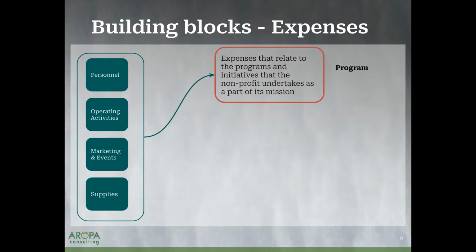And the biggest one is, what is a program expense? You maybe have heard this from board members, from colleagues, or from donors, or even around this giving season: I want to make sure my money goes directly to the program. What that means is they want to make sure their donation is going to the initiatives and activities that the nonprofit undertakes as a part of its mission. So again, using the example of the Humane Society, any expense related to the care of animals would be considered a program expense.